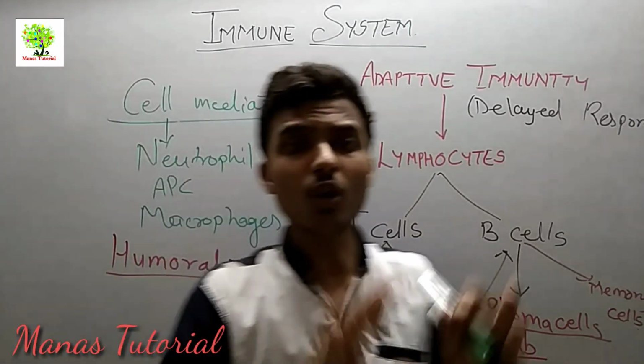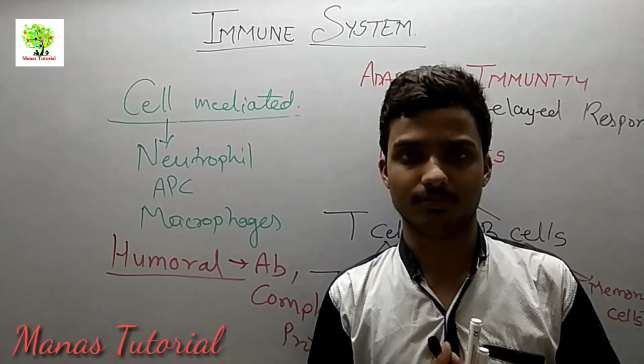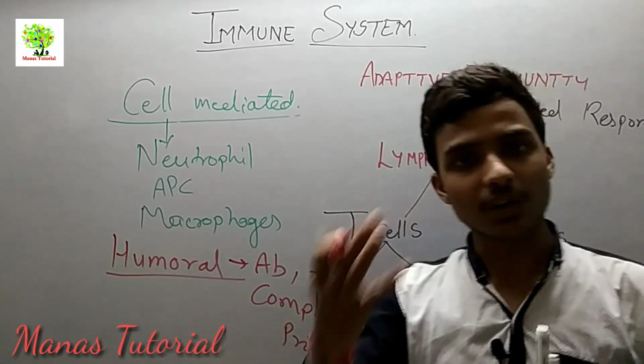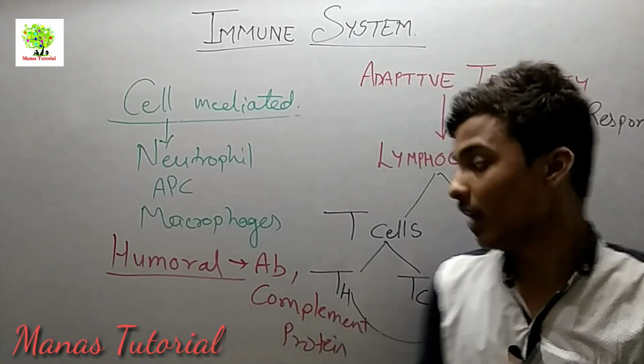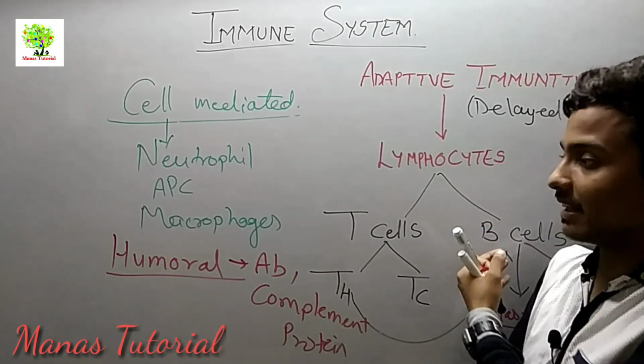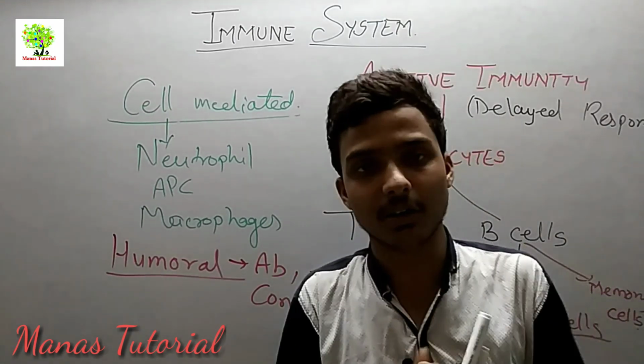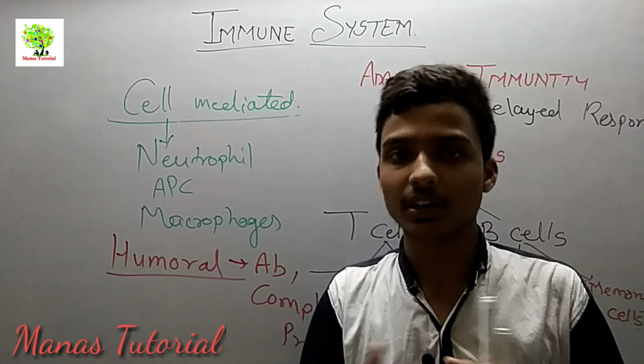This is the overview of the immune system. In later videos, we will deal in detail with how T cells form, how B cells form, and how cell-mediated immunity occurs.